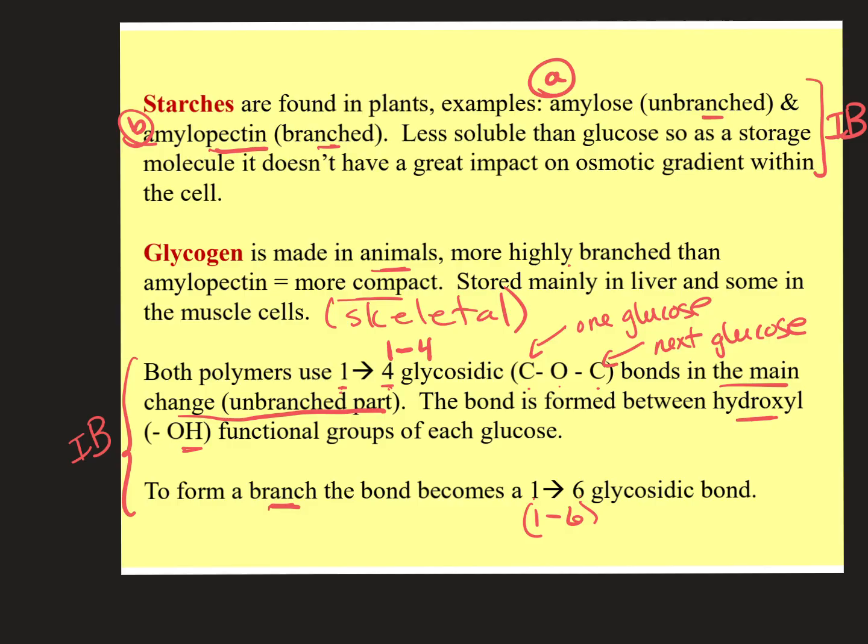So this is actually easier to think about if we look at some images that we see on the next slide here. Okay, so this happens to be a small portion of amylopectin, because it's got its branch there. All right. So this is going to be your main, this is your linear section.